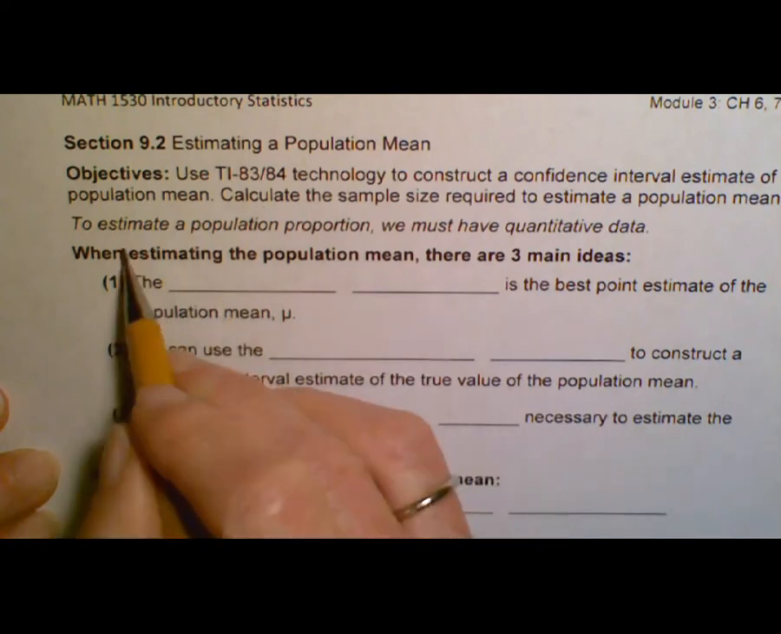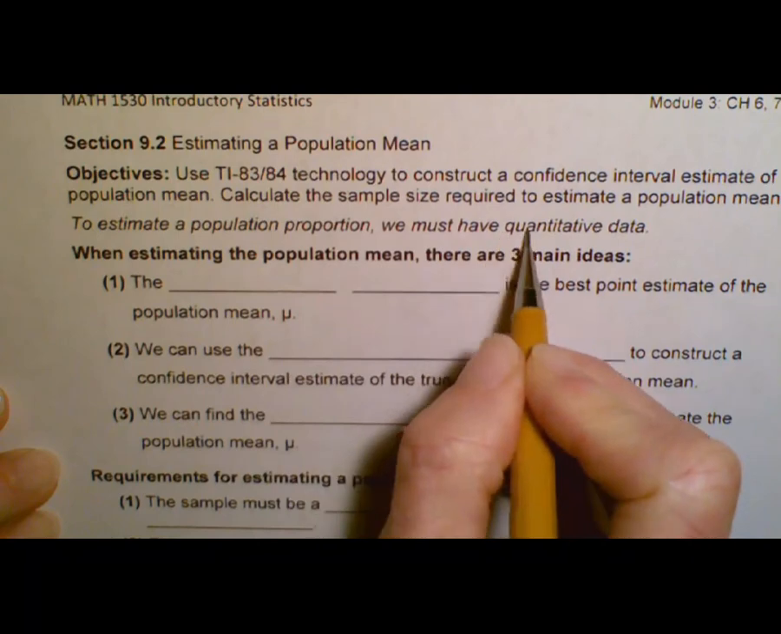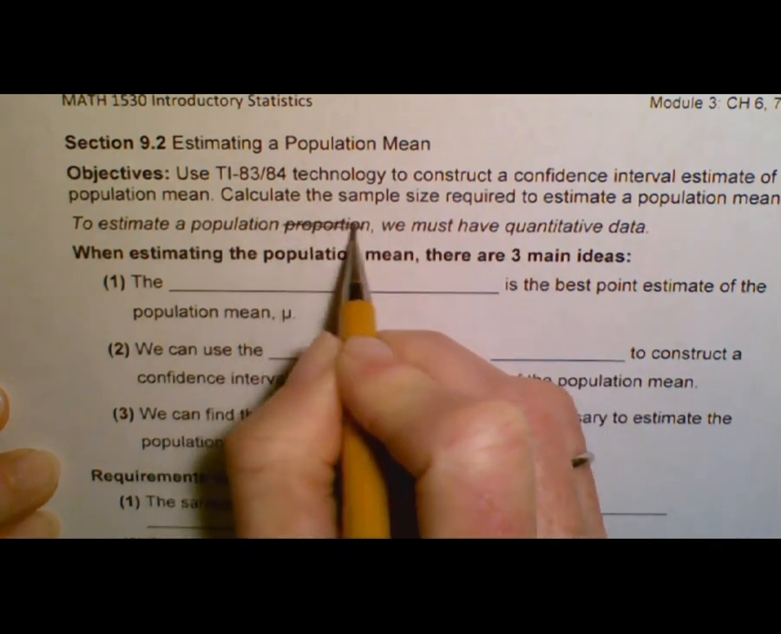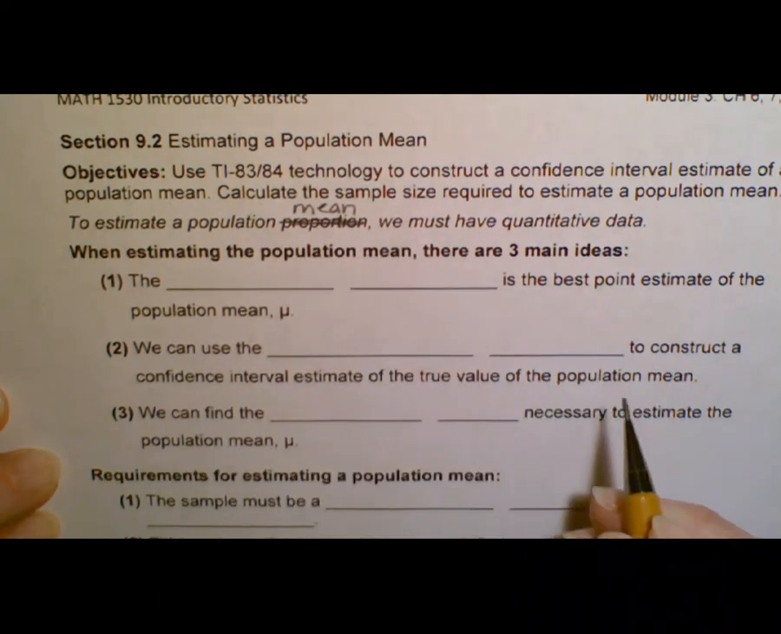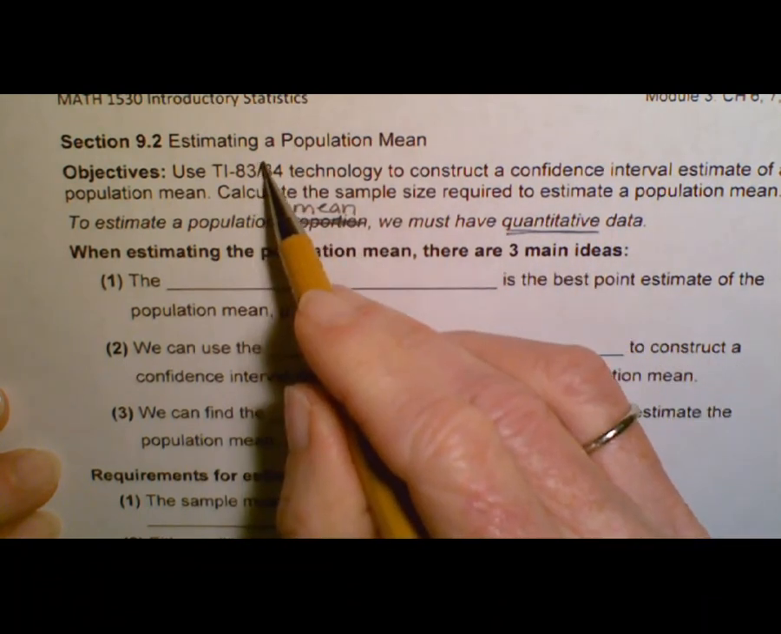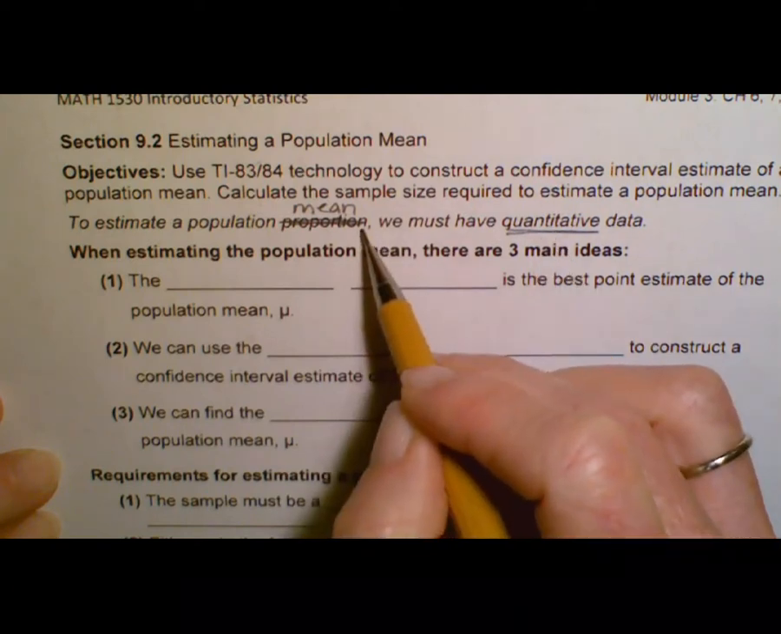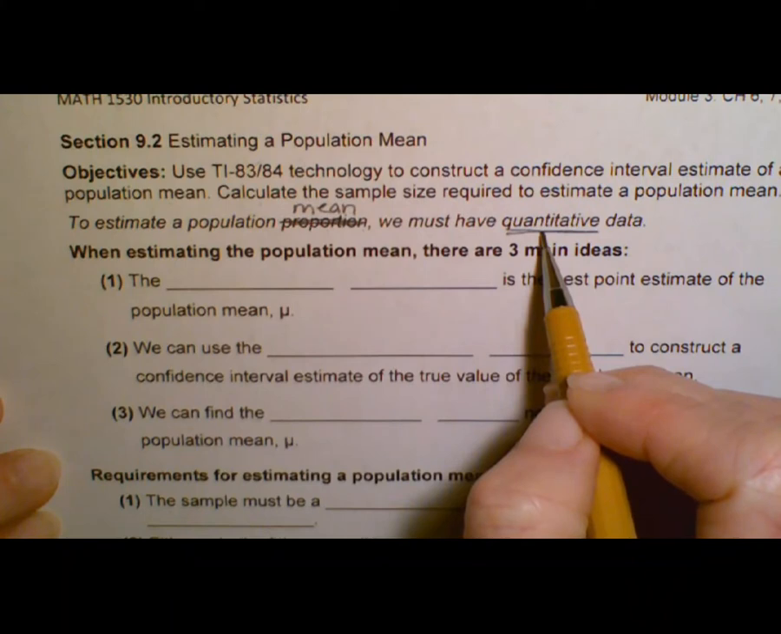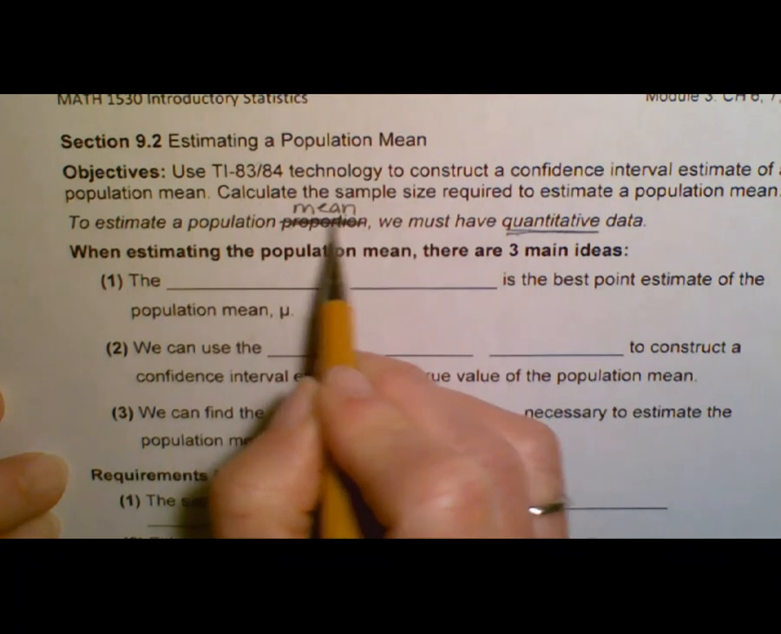To estimate a population proportion, we have to have population. That should say mean. To estimate a population mean, caught a mistake there, we must have quantitative data. Remember, for proportion, it said qualitative data with two outcomes. So those were categories like somebody's left-handed or they're not left-handed. Now we're talking about quantitative data, things we measure or count, quantities, right? So make sure you fix that to say mean.